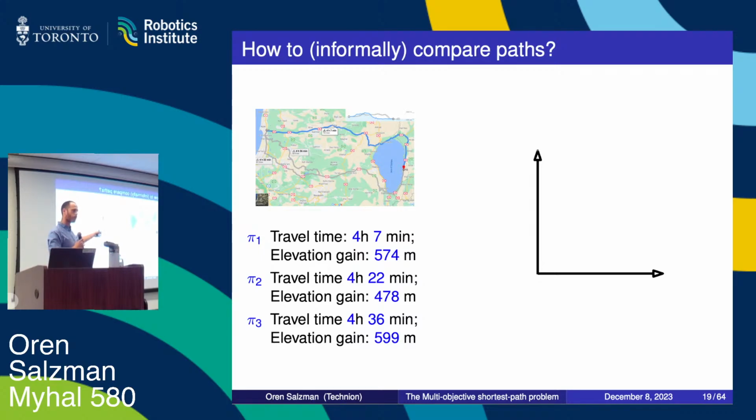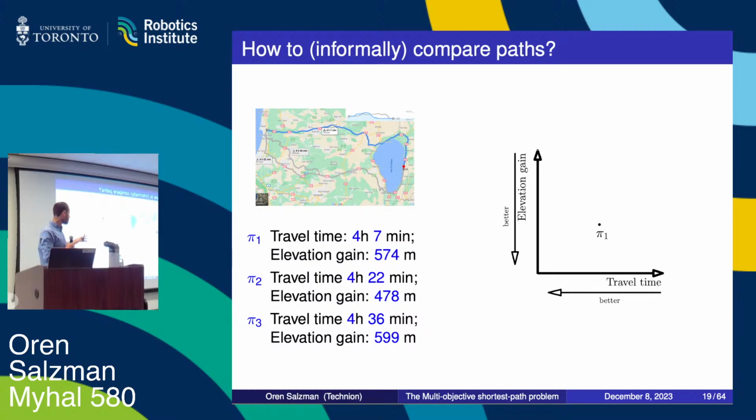Each path has its own travel time and its own elevation gain. So we can think of a path as a two-dimensional point where the x-axis is travel time and the y-axis is elevation gain. Obviously, smaller is better. We want shorter paths, and we're lazy, so we want to minimize elevation gain. If we look at the first path, we can put it on a point here. If I look at the second path, pi 2, we see that it has longer travel time, but lower elevation gain. So where is it going to be relative to pi 1? It's going to be to the bottom right. Which one is better? We don't know. Where's pi 3 going to be?